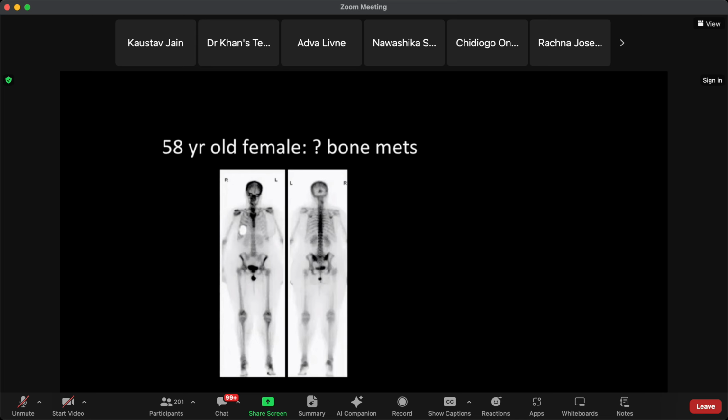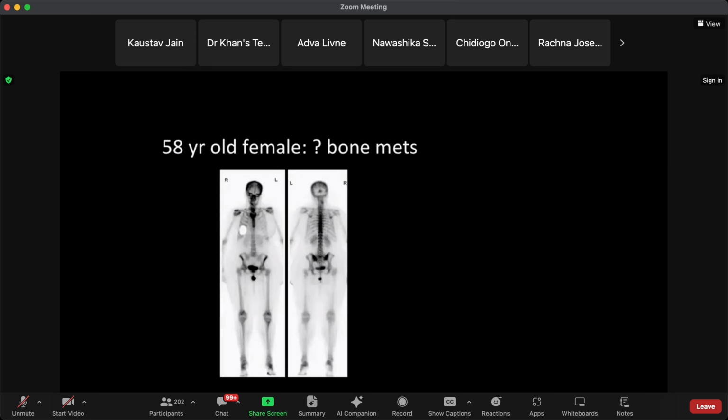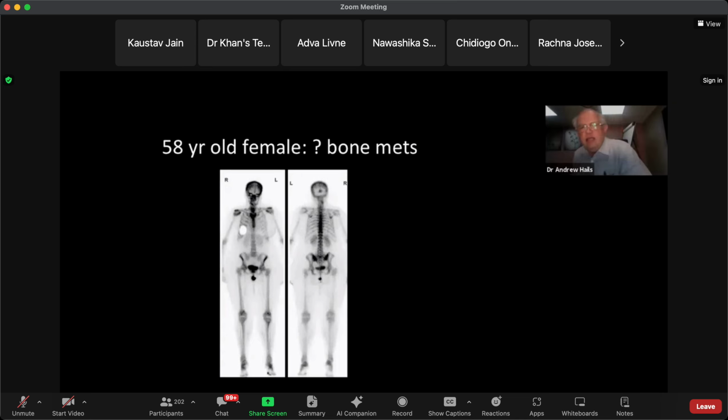So on the anterior projection, I can see there is a well-defined photopenic area, which I cannot see on the posterior view. So two things. I'm thinking whether this is an artifact. It's very well defined, and I can only see it on the anterior view. Okay. Well, let's say that's a good idea, being an artifact.